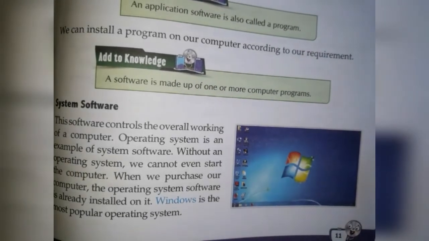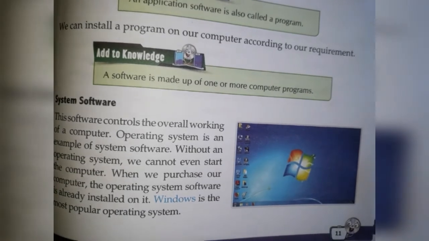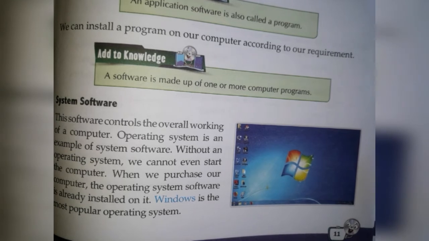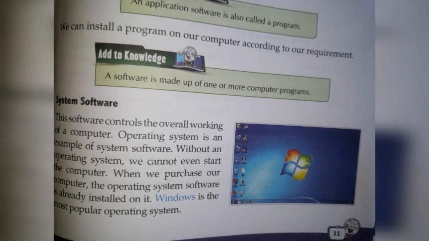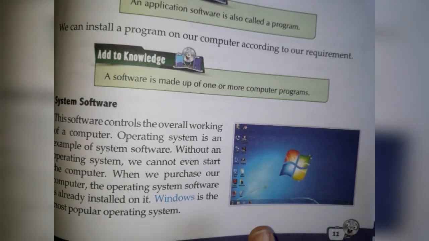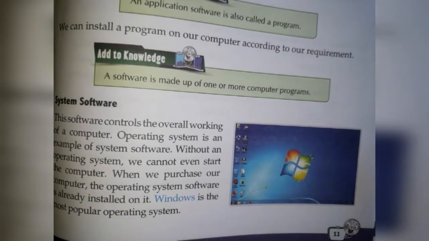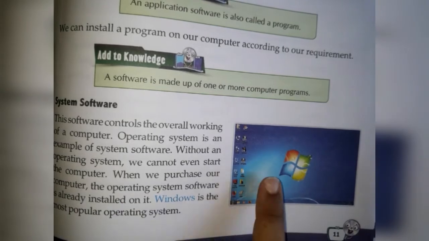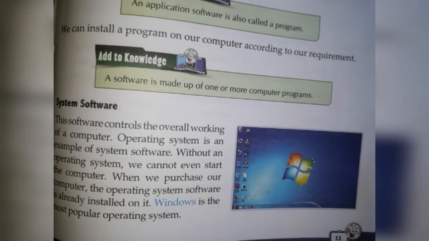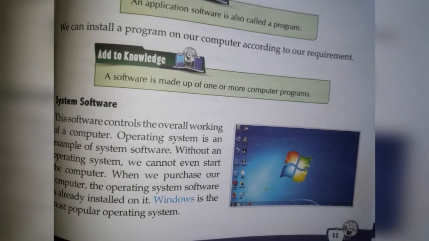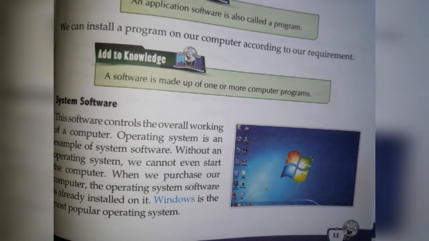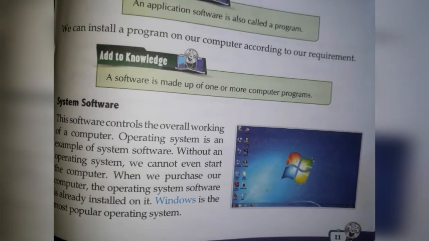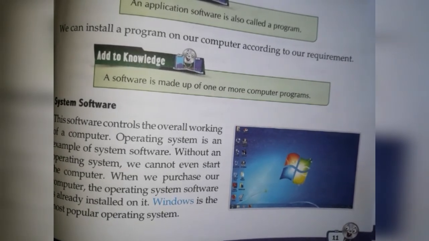System software is also called the operating system. Without an operating system, we cannot even start the computer. It controls all the operations that a computer is performing. So whenever you start your computer, you must have seen these windows. If you have the operating system Windows installed in your computer, this is the starting window of the operating system, which is called Windows. Every action that a computer is performing is possible with the help of this system software. All the application software are also installed on the system software.